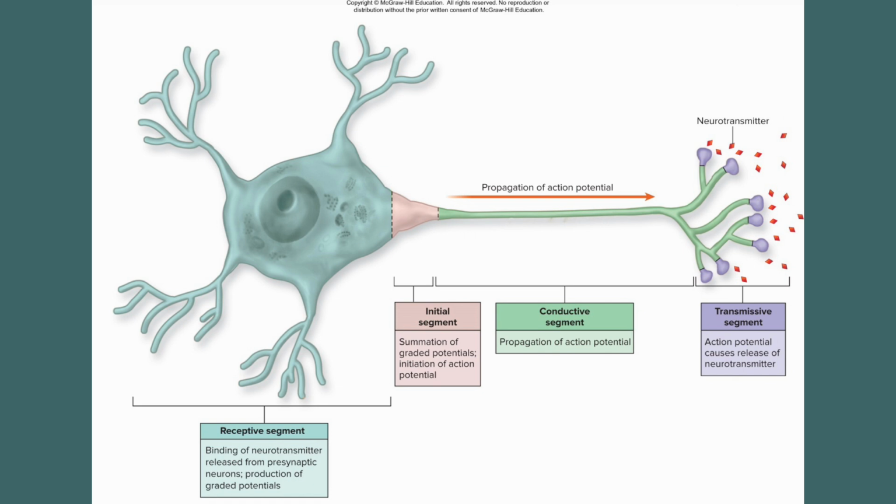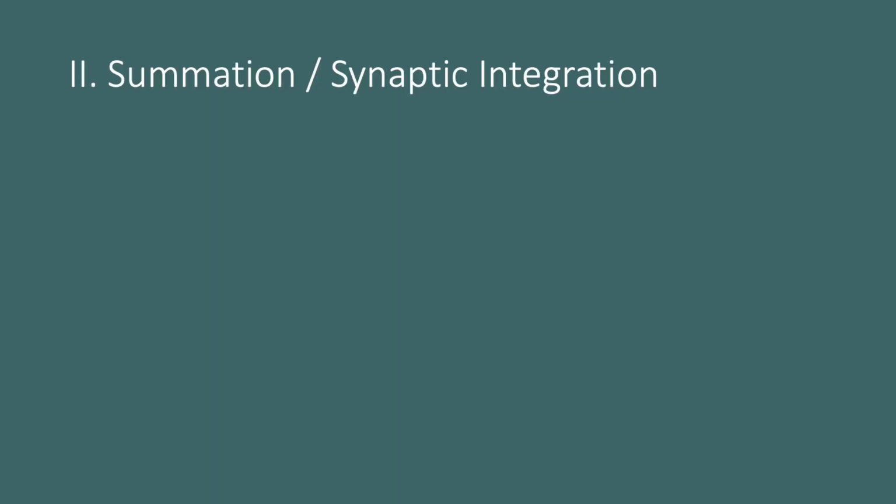We are now going to focus on the initial segment of the neuron, right? And we said this is where we get the summation of all those graded potentials. All of your EPSPs and your IPSPs come together, and it determines whether we hit negative 55 millivolts to have an action potential move down this axon. We call this culmination of your EPSPs and your IPSPs at the axon hillock summation, or we call it synaptic integration.